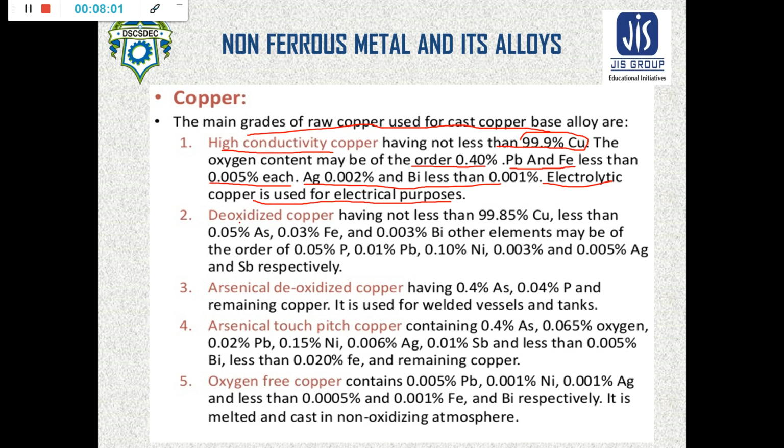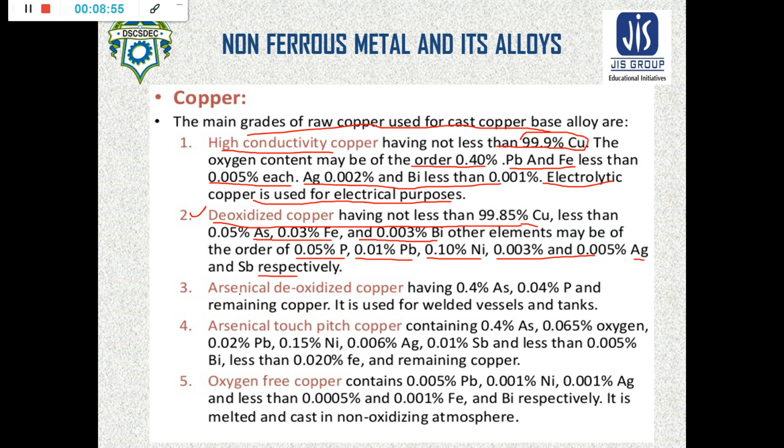Next is deoxidized copper, where there is no oxygen content, and the purity is not less than 99.85% of copper, and it is alloyed with less than 0.05% of arsenic, 0.03% of iron, and 0.003% of bismuth, and other elements may be in order of 0.05% of P, and 0.01% of lead, 0.10% of nickel, and 0.003 and 0.005% of silver and Sb respectively. So these are the deoxidized copper. This means the oxygen content is removed.